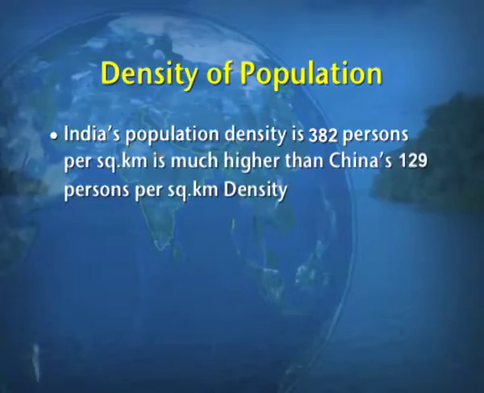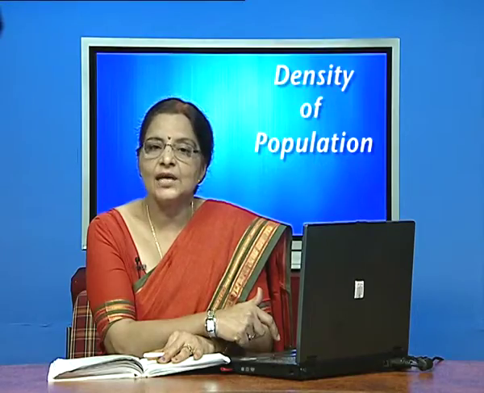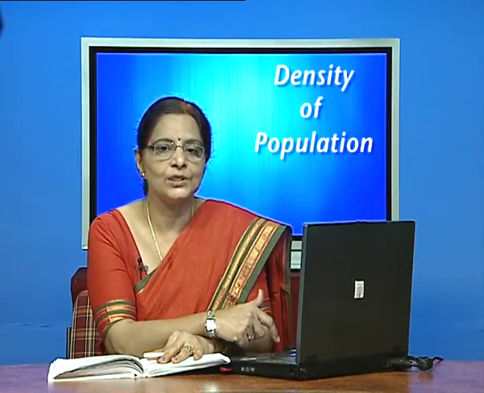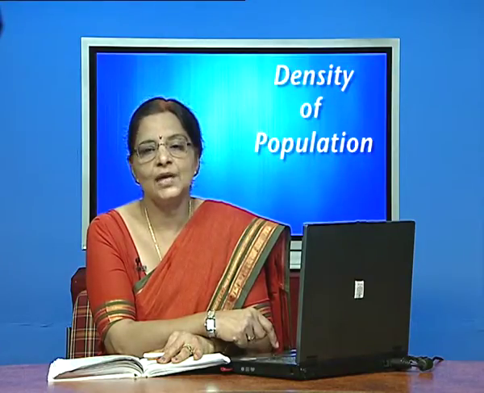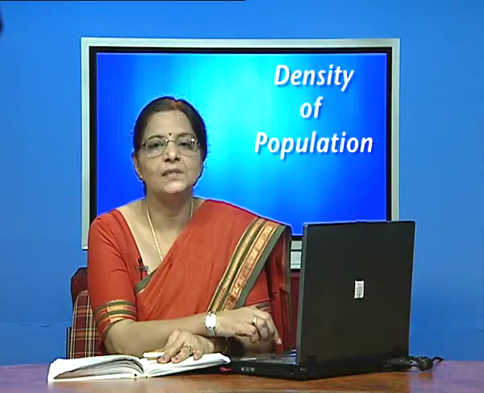Now, as in the table we have seen, the density of population of India according to the 2011 census is 382 persons per square kilometer, and there is an amazing fact to correlate it with, that is, it is higher than China's density of 129 persons per square kilometer. We say that China is the leading country with the highest population, but just compare the density of population with that of India. India's is 382, whereas in China it is 129 persons per square kilometer.